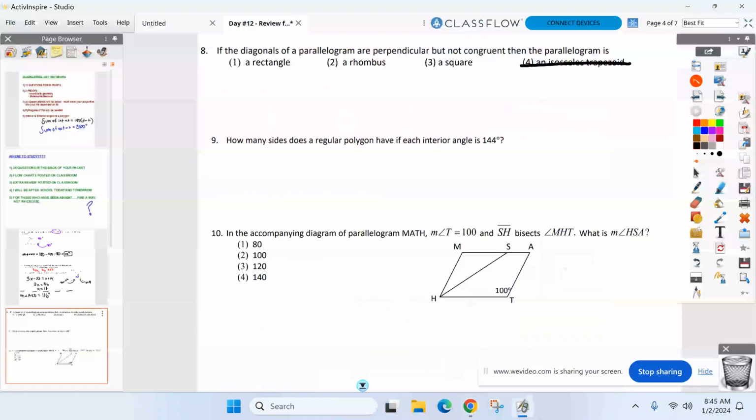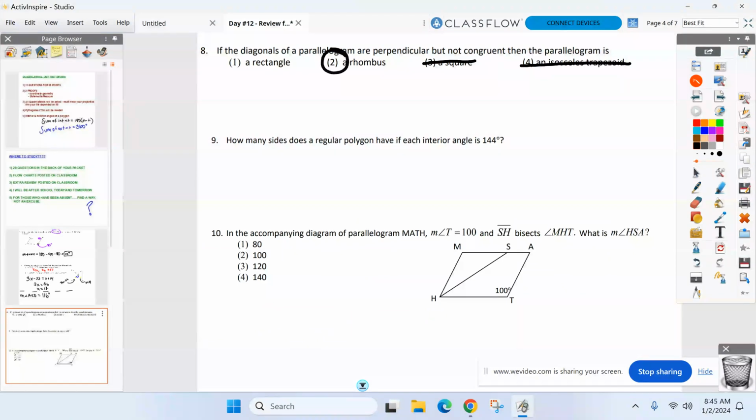Cormac, what do you got? Square. They are congruent in a square though. Diagonals are congruent in a square. They're congruent, and remember, squares got everything. Now we're down to a rectangle and a rhombus. Which one are the diagonals perpendicular? What's that? Rhombus. That's it.